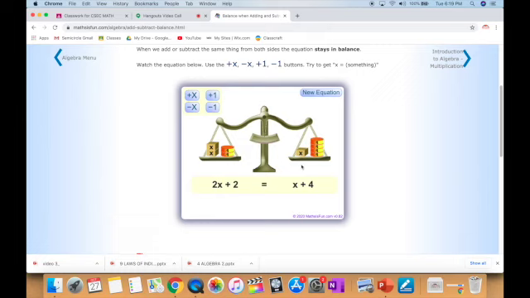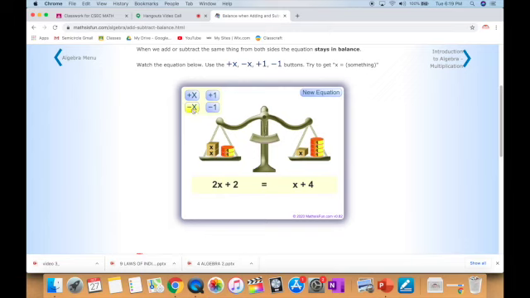So we have a scale, and on this side of the scale, we have 2 x's and then 2: 2x plus 2. And on this side of the scale, we have an x and a 4: x plus 4. What we could do is add x's, minus x's, add 1's or minus 1's. We want to find what x is. We want to solve for x. So let me minus x. I see I have 2x on this side and x on this side, so let me minus x from both sides of the equation.